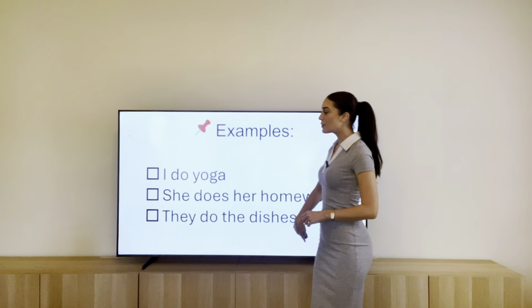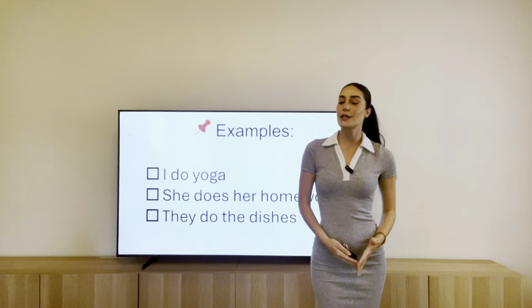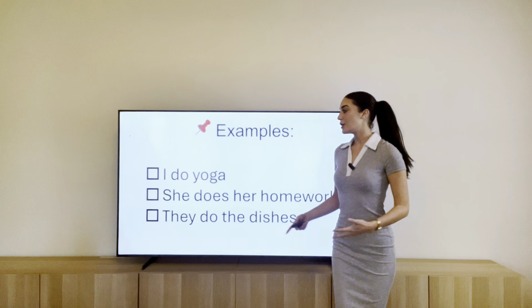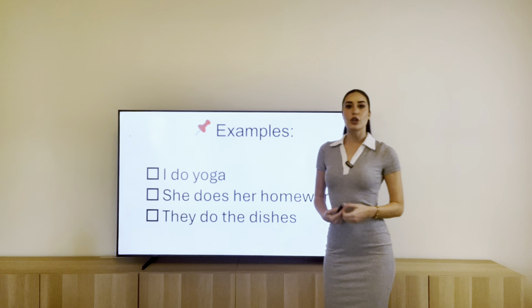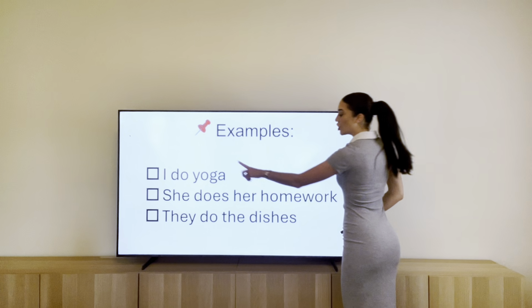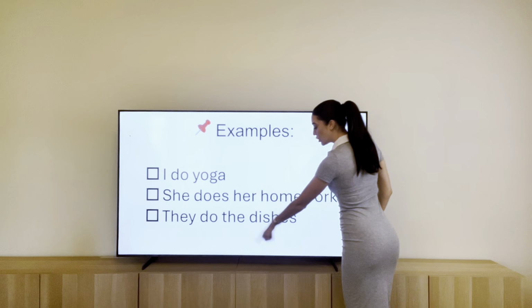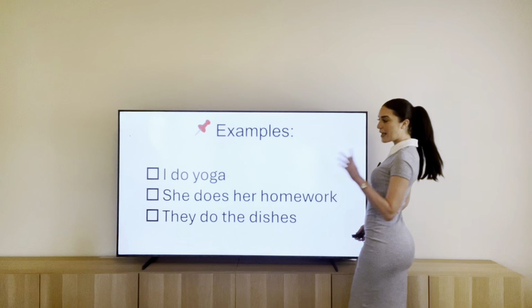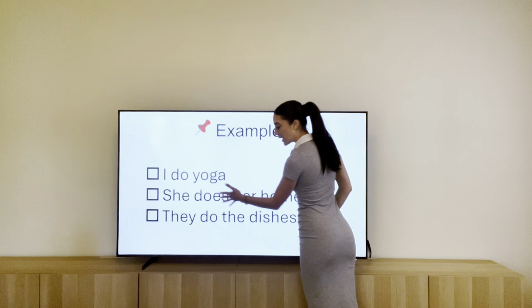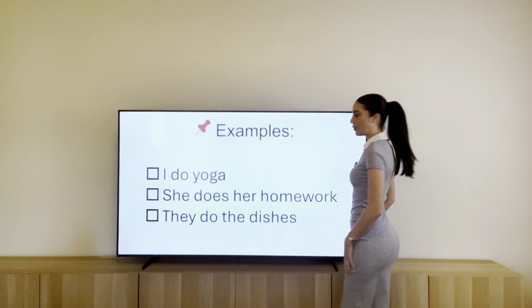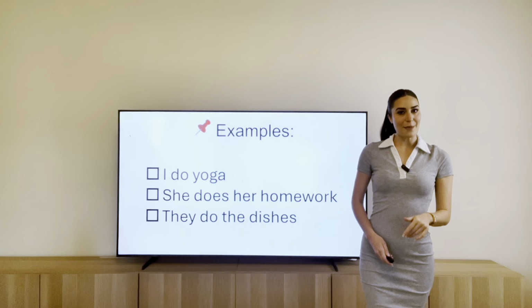Some examples that you could say for using the verb do. So you can say, I do yoga. She does her homework. They do the dishes. All right, so we've got I do, she does, they do. Okay, write those examples down.